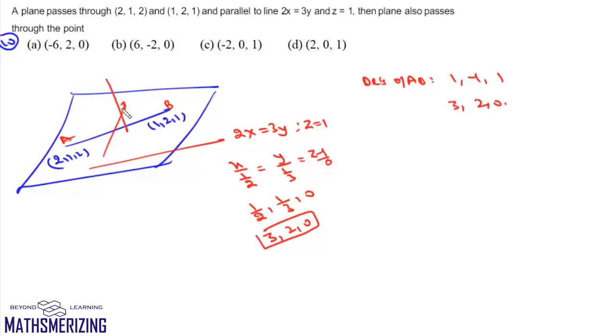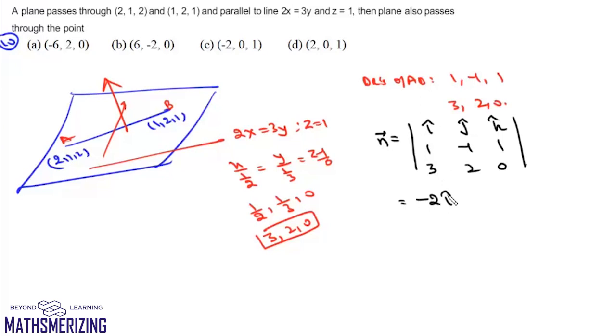Now we know that the normal to this plane will be perpendicular to these two vectors. So if we have to find this n, then all we simply need to do is take the cross product of these two vectors. So it'll be 1, minus 1, 1 and 3, 2, 0. So we'll get this as minus 2i plus 3j plus 5k. So the direction ratios of the normal to this plane will be minus 2, 3 and 5.